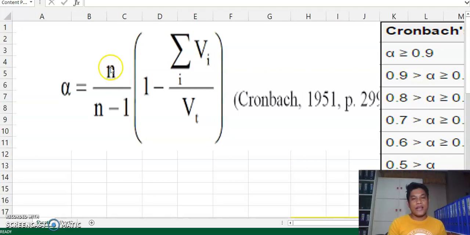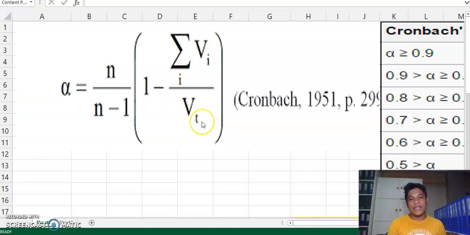So, the quotient of n and n minus 1 shall be multiplied to the difference of 1 and the quotient of the summation of V sub i, where i starts from whatever number it will start, over V sub t. This summation of V sub i is actually the sum of all variances of your questionnaire. So example, if you have 10 questions in your questionnaire, you must get one variance per question. So you must have 10 variances. And you add all the variances; you call that a summation of variance, or summation of V sub i, where i starts from 1 and so on and so forth.